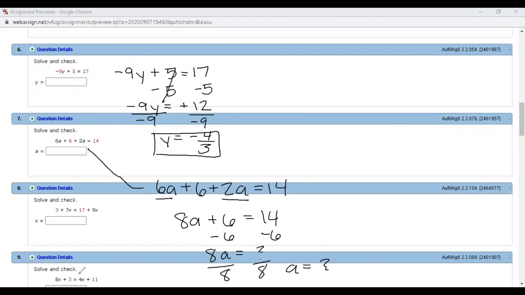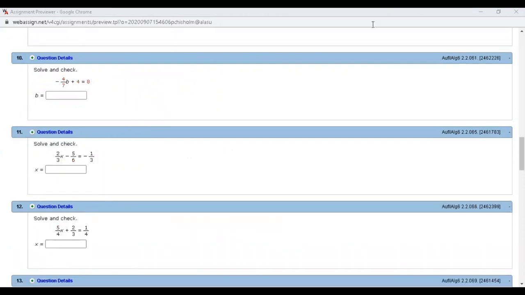On number 9, notice that both sides are simplified. So you can start moving things across your equal sign. For number 10, we have a fraction in here. So we can multiply the whole fraction by 7 to clear our denominator. So I'm going to show you guys what that looks like. Or you can just work it with the fraction. It's really up to you.